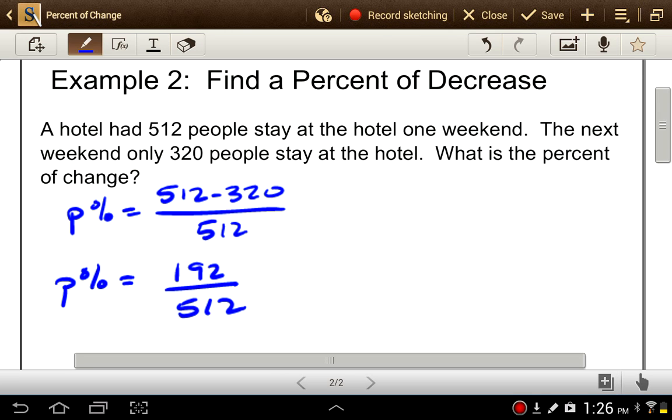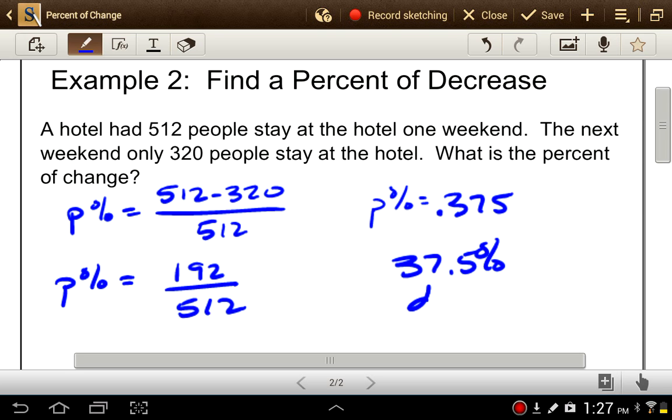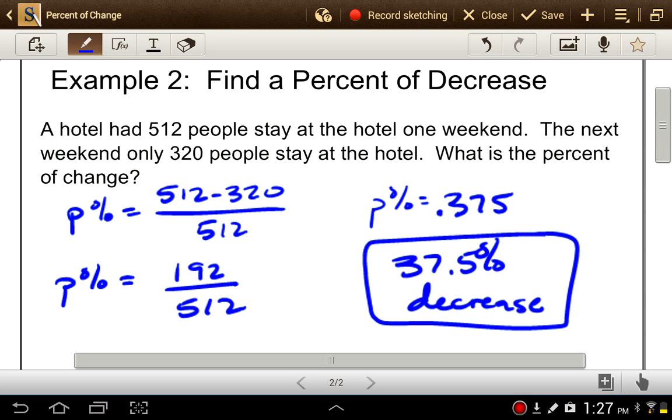When you divide those, you are going to get 0.375, which as a percent is 37.5%, and that is a decrease. So in this hotel, the number of people from one weekend to the next went down 37.5%. That is a decrease because the number of people who stayed there was lower than the number who stayed the previous weekend. Okay, I'm going to move on to example 3.